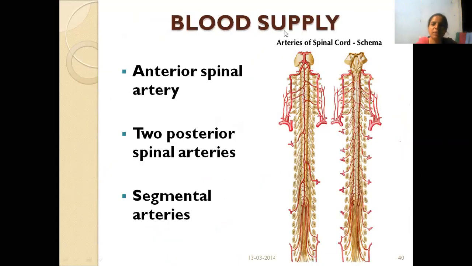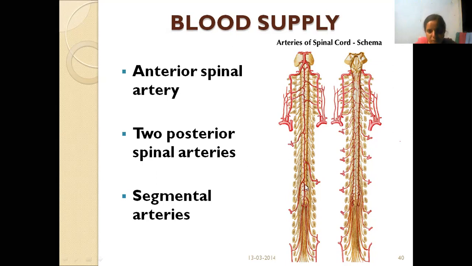You have asked me about blood supply, right? Of course, blood supply is important in anatomy. The blood supply of the spinal cord comes from one anterior spinal artery, which you can see in the midline, and two posterior spinal arteries. This is the anterior view, seen from the front. This is the posterior view, seen from behind. The two arteries you are seeing are the two posterior spinal arteries.